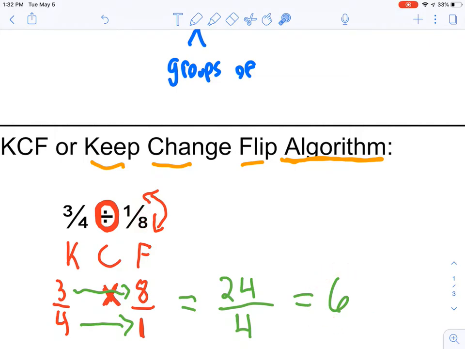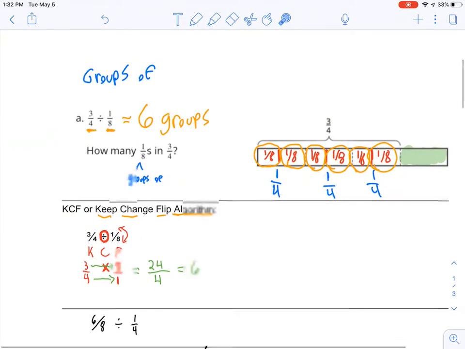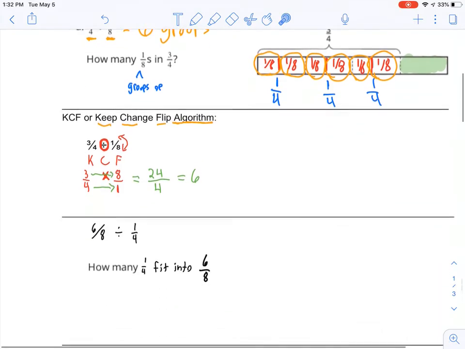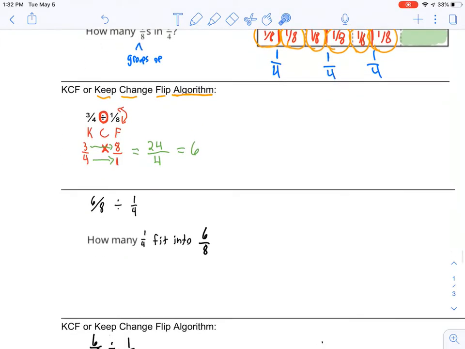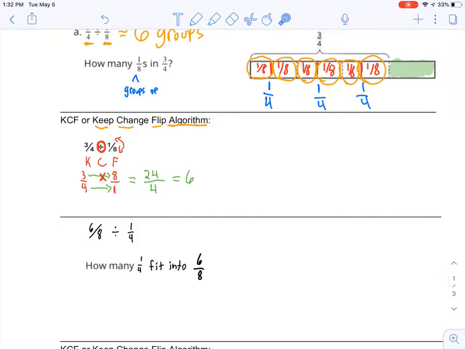And how do we know that? Well, because 3/4, you keep it. Division symbol, you change it into multiplication. And the last fraction, you flip that, and that will give you the answer that you are looking for. Okay, excellent work. We're going to be moving on now to one more question to practice.